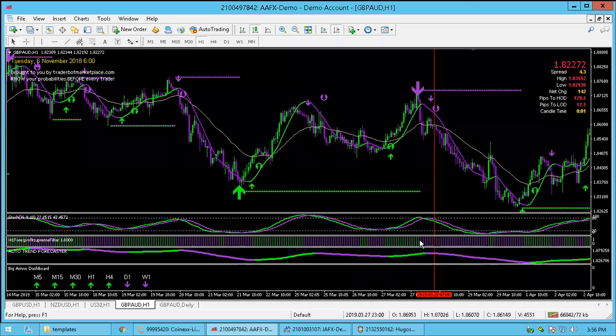And of course, we have the profit filter extreme, which is purple, which in my colors is sell, and the auto trend forecaster. So for me, that's enough to get in. I don't care what's happening on the 5 and 15 and 30.